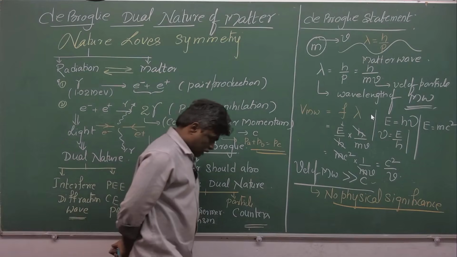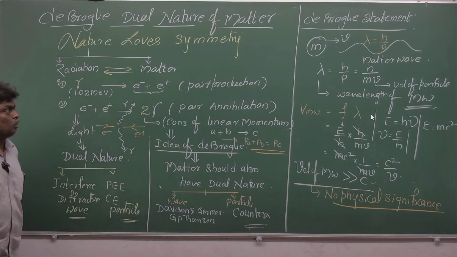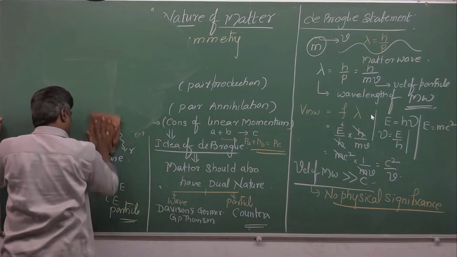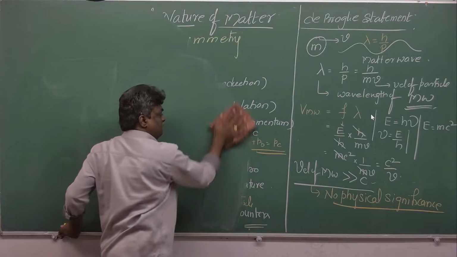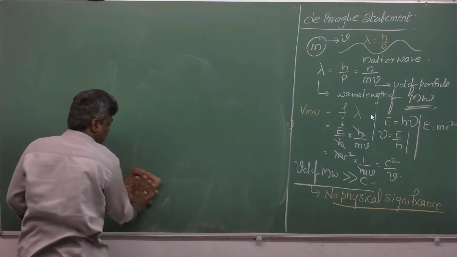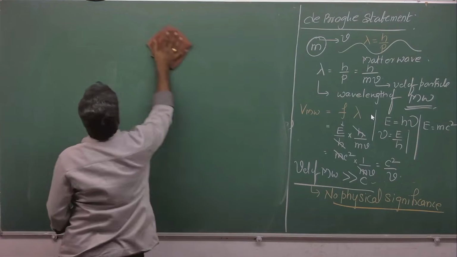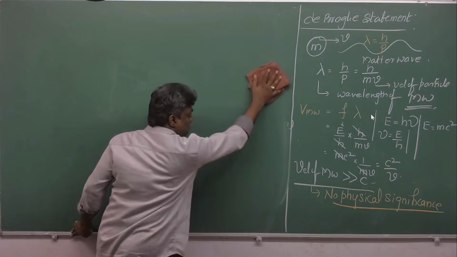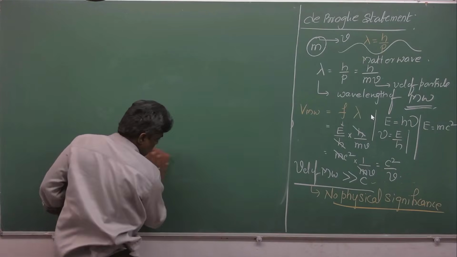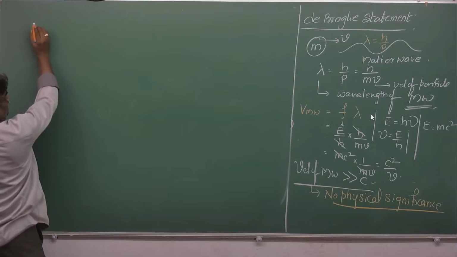Right now, statement. A material particle in motion is associated with a wave, called matter wave, whose wavelength lambda equal to h by p. Next one.